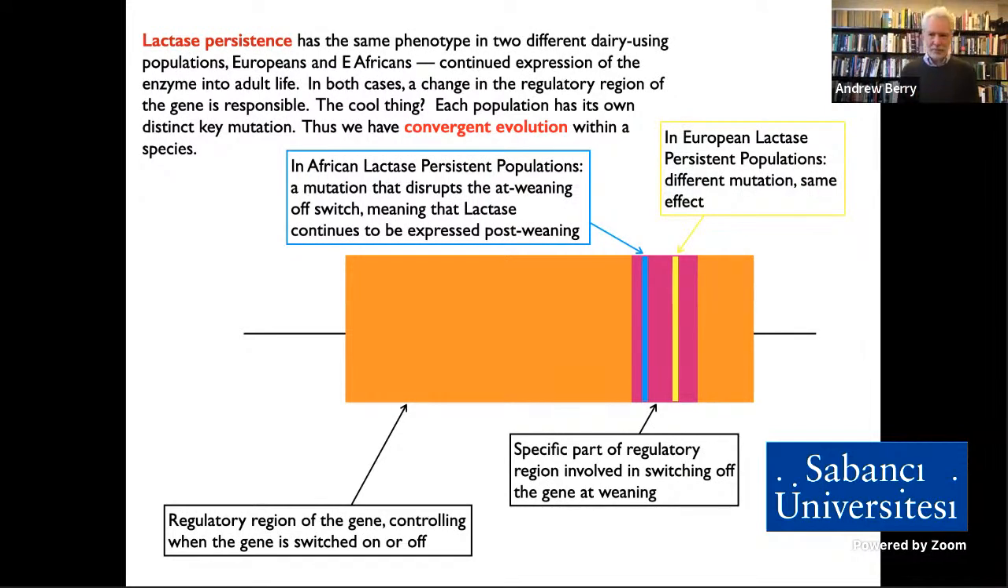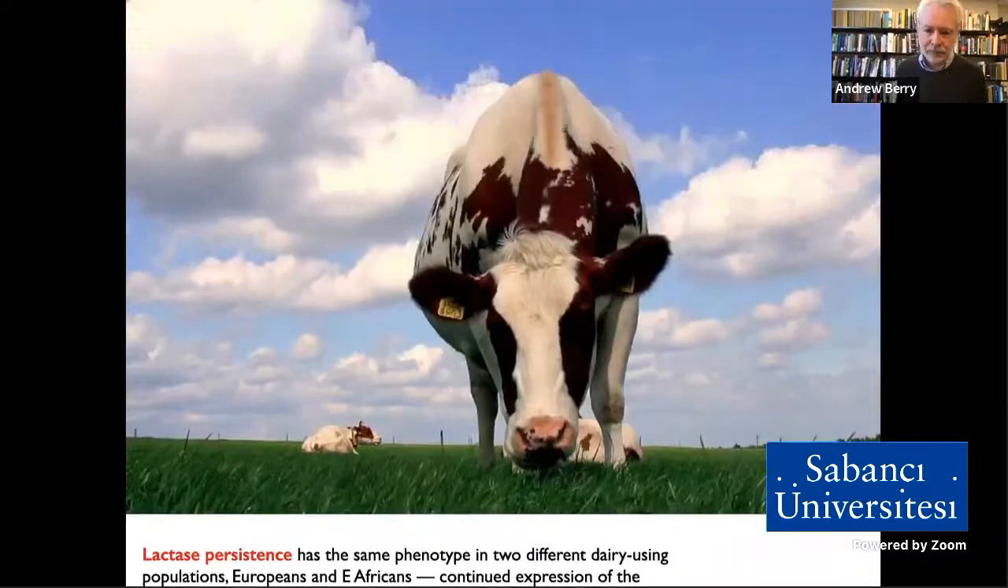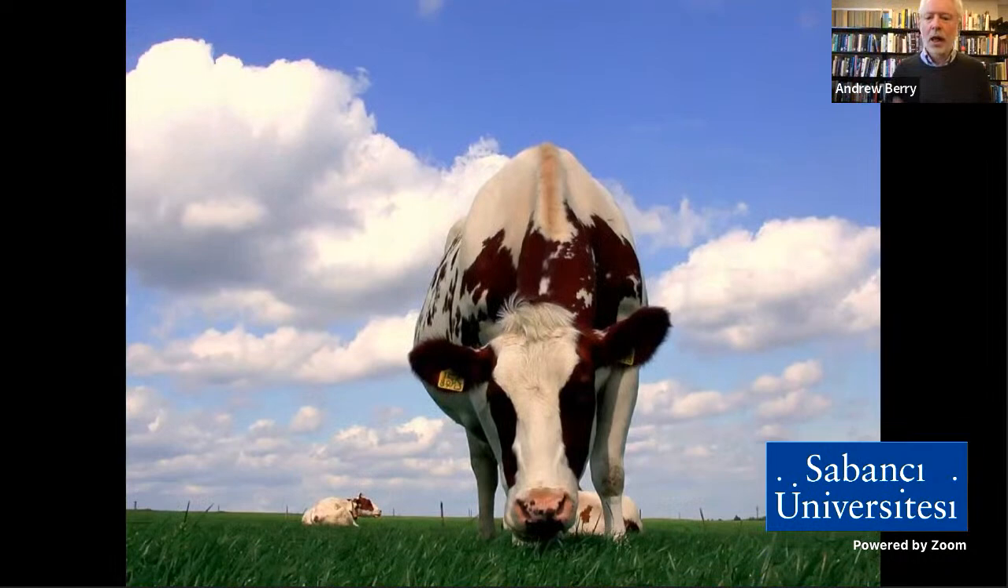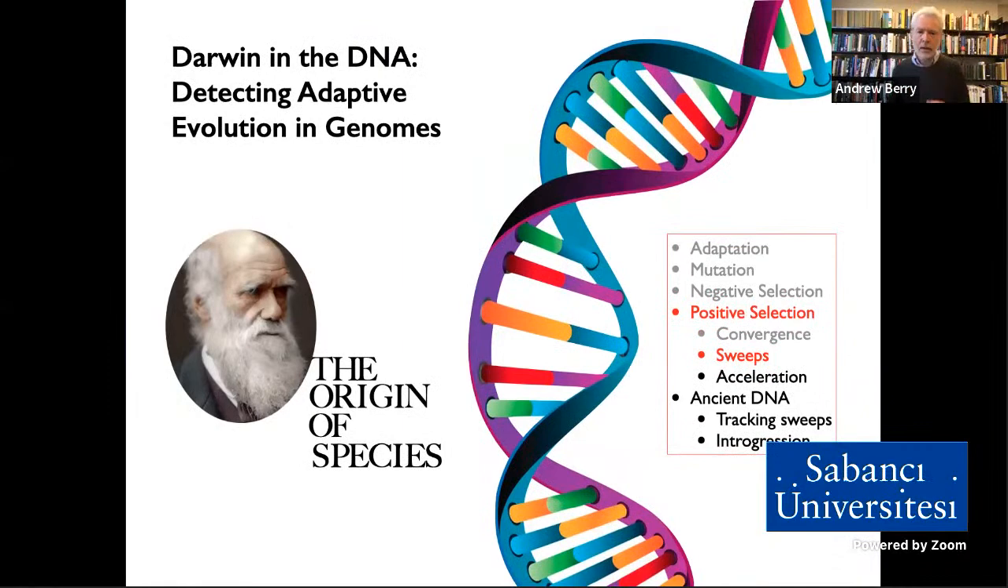So that's not random, people. There's nothing stochastic about that. It's a cow, in case you've never seen one. That is the power of positive selection acting independently on these populations to result in convergent evolution.